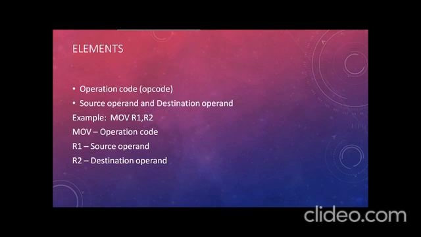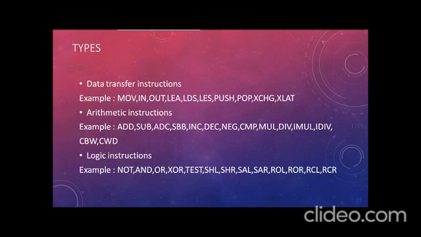Now let's move on to types. The first type is data transfer instructions. These instructions transfer data. For example, move, in, out, LEA, LDS, LES, push, pop, exchange, XLAT. I have represented these examples in assembly language.